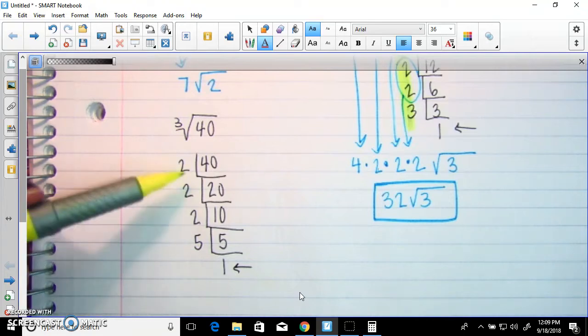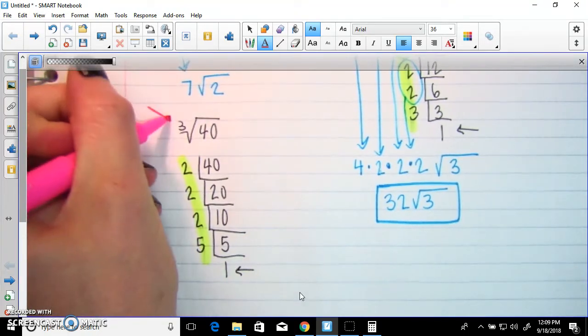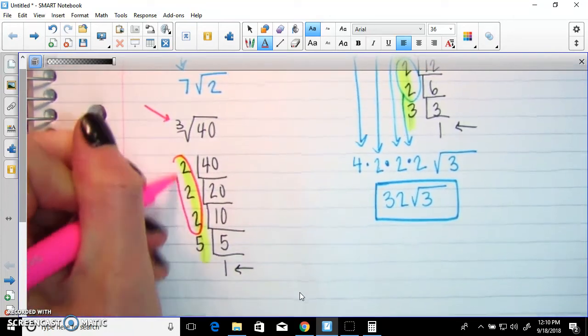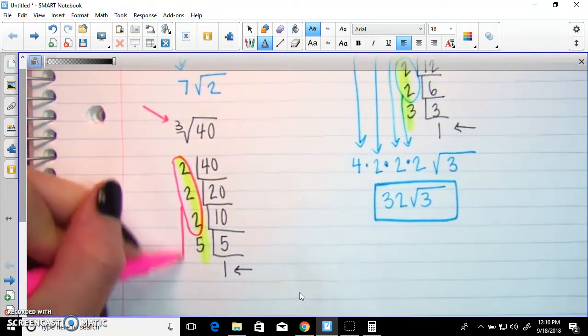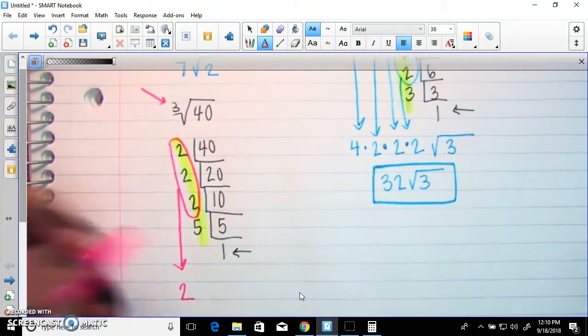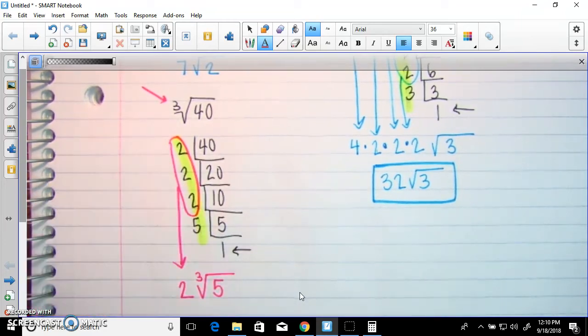Excellent. Here are our prime factors, 2, 2, 2, and 5. Now be careful. This is a cube root. So we're not looking for groups of 2, we're looking for groups of 3, and that's told to us by that index 3. So I do have 3 2's. I bring one representative down as our coefficient outside of the radical. I have a cube root, so don't forget to write that little 3 for the index. And all that's left is a 5. So our final answer should be 2 cube root of 5.